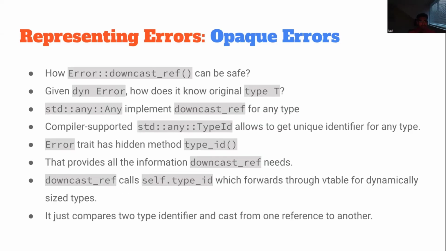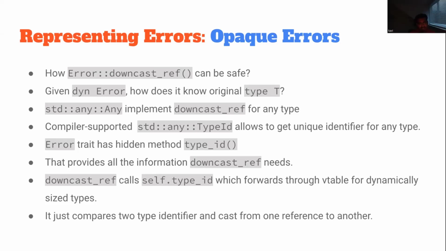All right, so this is something I also didn't understand fully, but I just put it for completeness' sake. The downcast_ref method tries to interpret the actual underlying type of the error at runtime, right? So how is it safe, basically? How does it even know to check whether the given dyn Error, which is a dynamic type, is this particular concrete type T? How does it find out, and how is it safe?